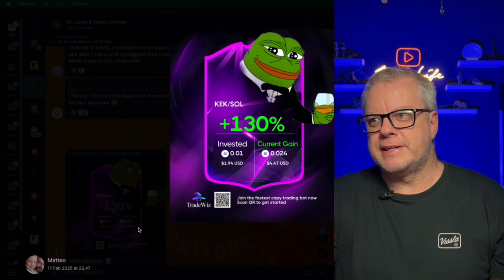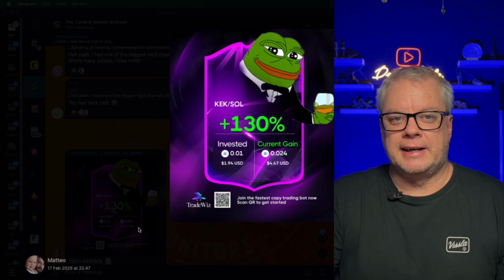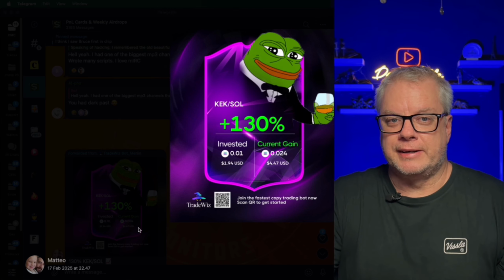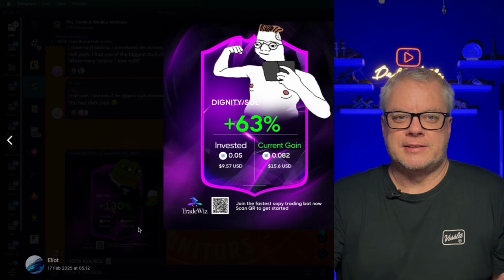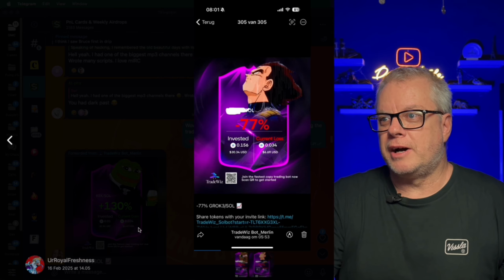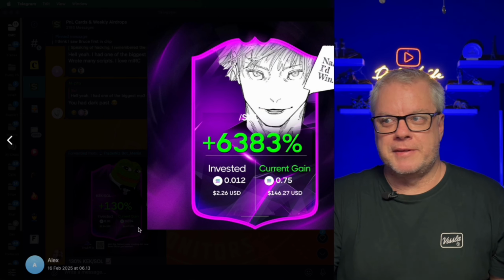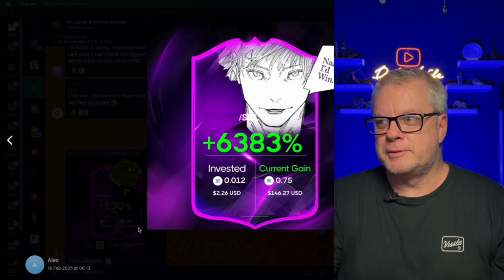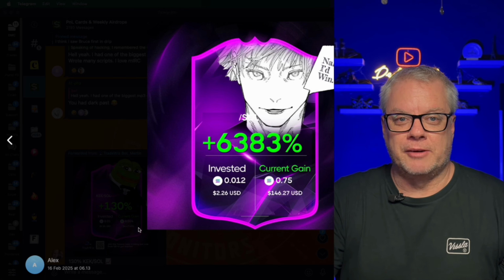Great result there for a test trade, 0.01, 130%, definitely worth scaling up if that kind of trade continues. We have a 0.05, so this person has obviously done their test trades. Now they're scaling up bit by bit, 0.05 to start with. This one didn't quite work out, 0.156. Fantastic result here from this test trade, 0.01 to 0.75 Solana, 6,383%. That is absolutely going for it.